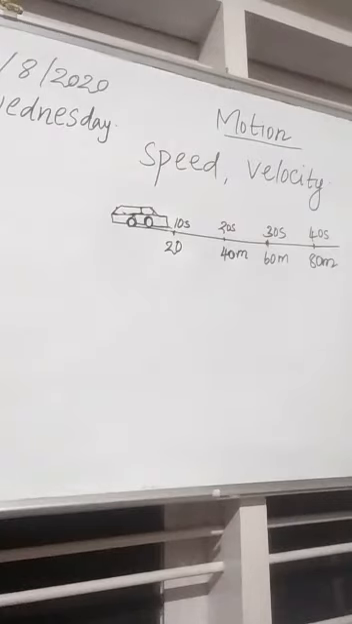Okay, so the average speed or average velocity we will find out if the object moves with non-uniform speed and non-uniform velocity. So what is meant by average speed? The total distance covered by the object divided by the total time taken to cover that distance is called average speed.